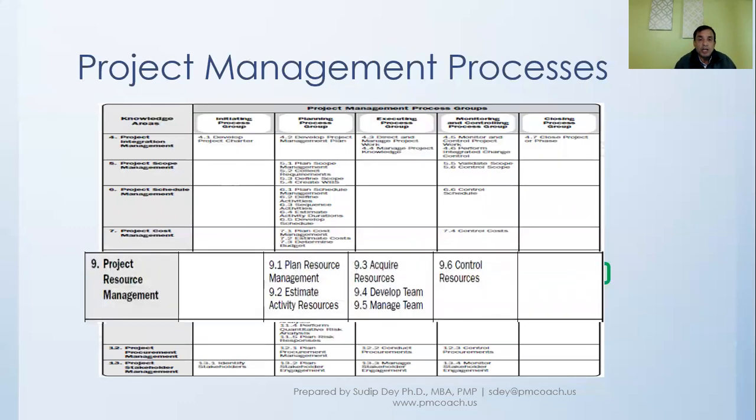And if you look at it closely, you'll see there are 6 processes. There are 2 in the planning process group, which is plan resource management and estimate activity resources. Then there are 3 in the executing process group. And finally, there is 1 process in the monitoring and controlling process group.